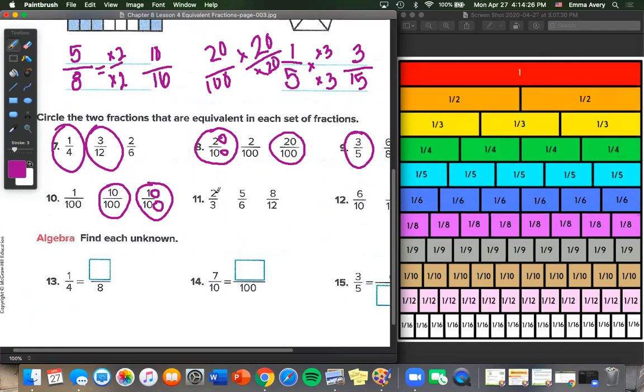Number 11, 2/3, 5/6, and 8/12. Let's use our chart for this one. So 2/3, 1, 2. We go all the way down. Does that equal 5/6? Nope, that only equals 4/6. So let's check. I think it's going to be the 12, but we've got to check. So 1, 2, 3, 4, 5, 6, 7, 8. Yep. So 2/3 and 8/12 are equivalent.